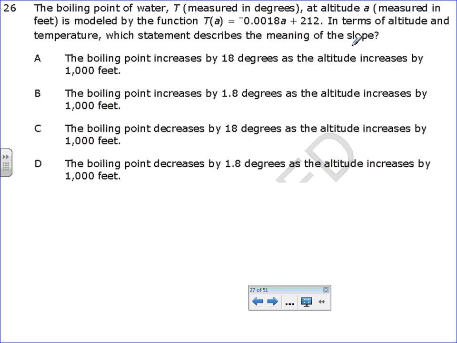Okay. First off, you need to know this is my slope, and if you also notice it has a negative. So I know that means it is decreasing. Okay. So the boiling point increases and increases. Those are out, because those are positive slopes. Now I need to decide: is it decreasing by 18 degrees every 1,000 feet, which is what C says, or is it going down 1.8 every 1,000 feet?